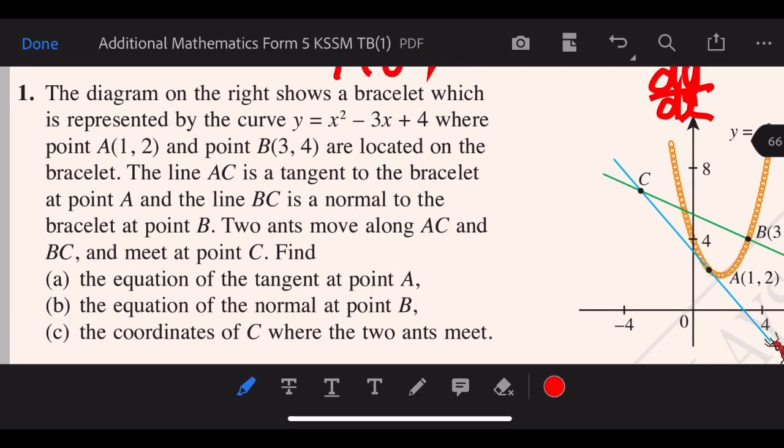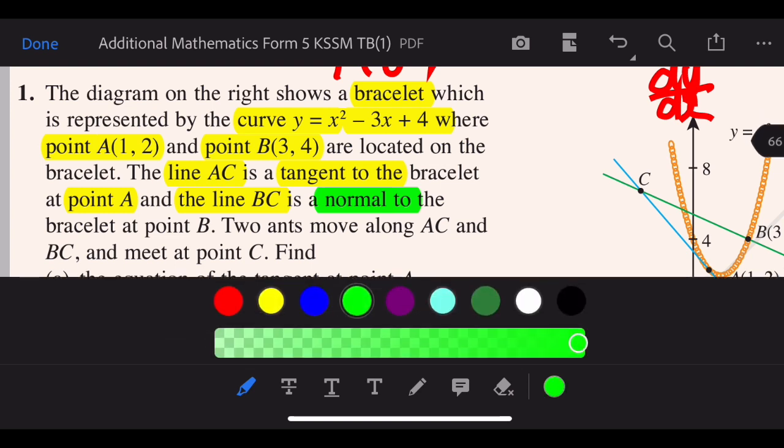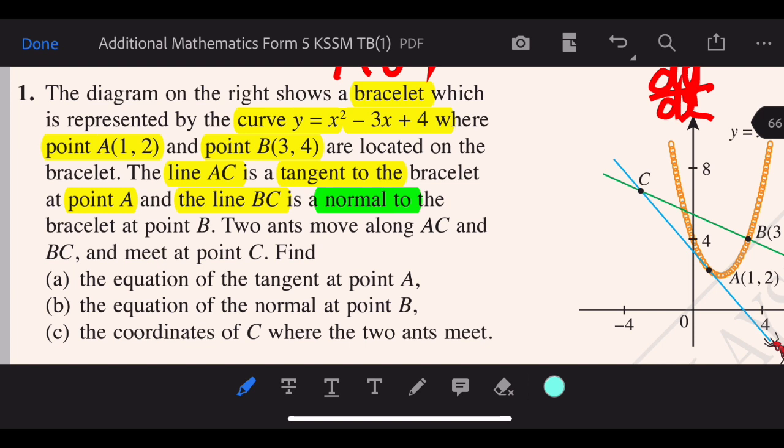The diagram on the right shows the bracelet, which is represented by the curve. And then you have point A and point B, right? You have 2 points located on the bracelet. And then the line AC is the tangent. Can you see the line AC is a blue color? At point A. And the line BC is a normal. The normal is in green color. So I use a green color highlight. Normal. Tangent? Tangent is in blue color. The tangent is AC.